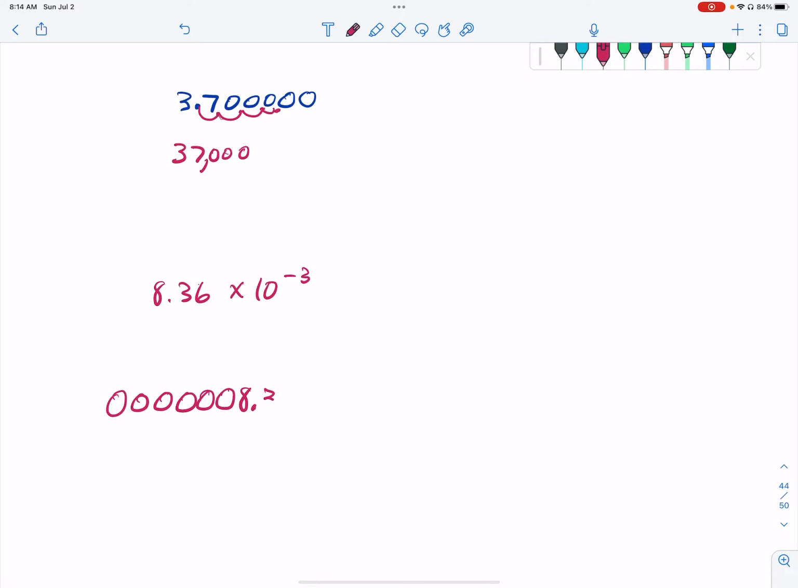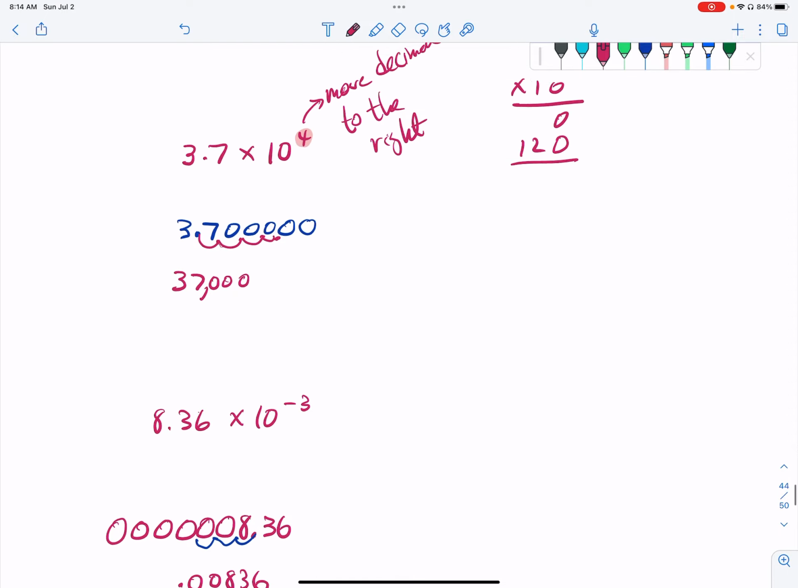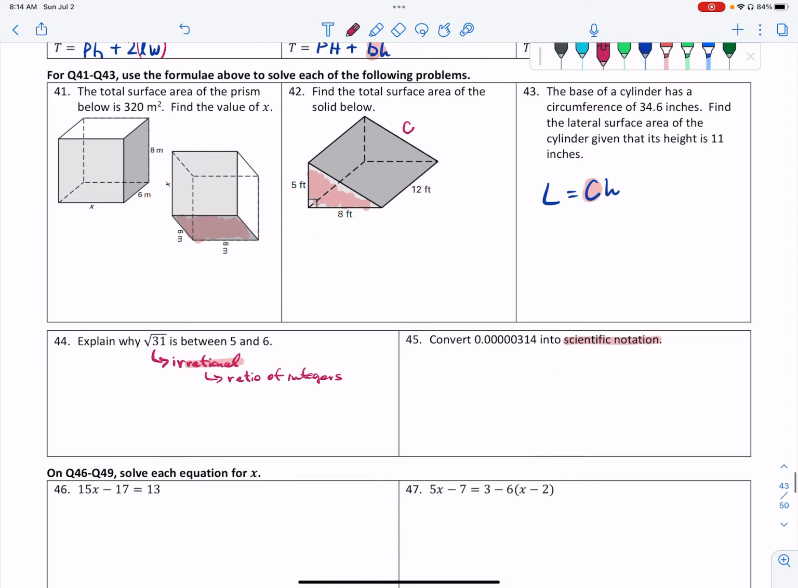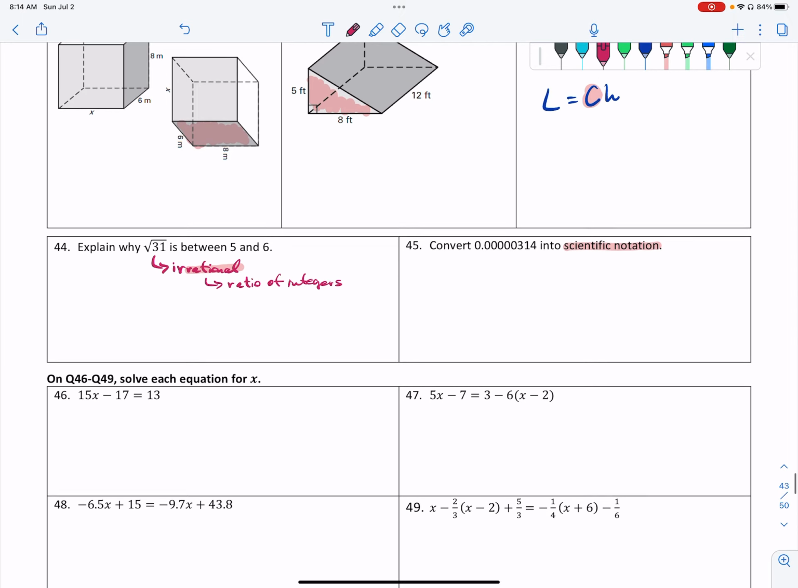So, 8.36. Okay, so I'm going to move this decimal place over 1, 2, 3 places. So notice that I added 2 zeros. The reason why I added 2 zeros is because when I move this to the left, that's going to take away one of these little powers, and then there's going to be 2 of them left, so I needed 2 zeros in front of that 8, so 0.00836. So those are the kind of things that you're doing on question number 45, but it's kind of backwards here.